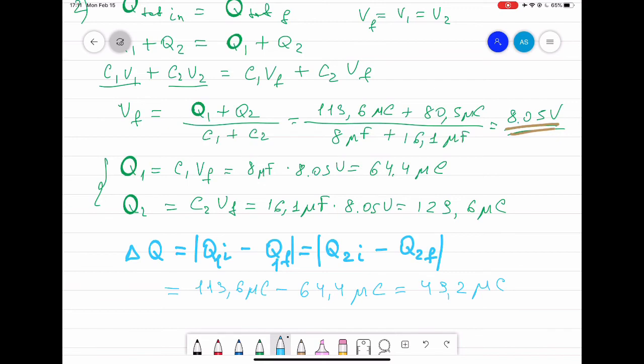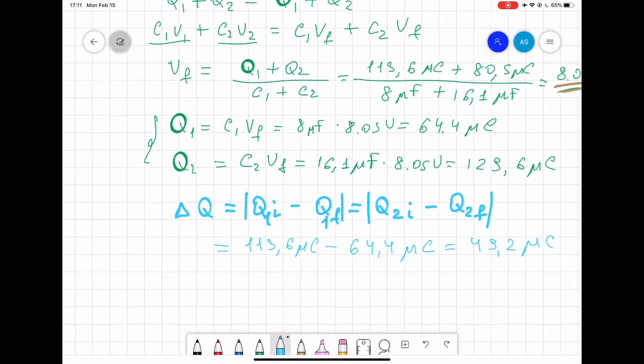In other words, the charges were rearranged depending on the potential difference, because initially we had a certain potential difference across each capacitor and finally we had a different potential difference, so the charges were rearranged. However, due to conservation of charge, total charge initial is equal to total charge final.